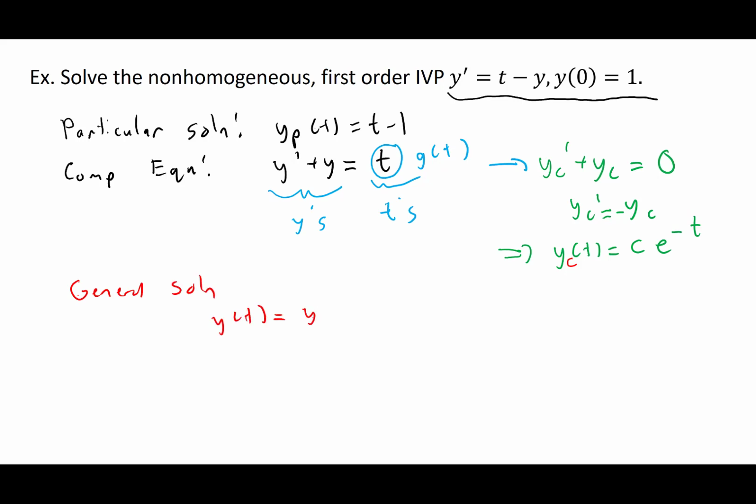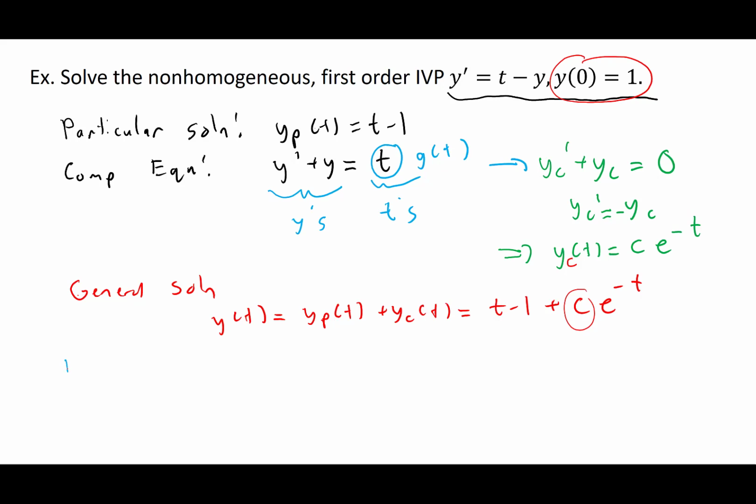to our original equation. y_p of t plus y_c of t equals t minus 1 plus c e to the negative t. And the advantage of doing this is now I can calibrate my solution. I can choose a value for this unknown parameter c, which will meet the initial condition.